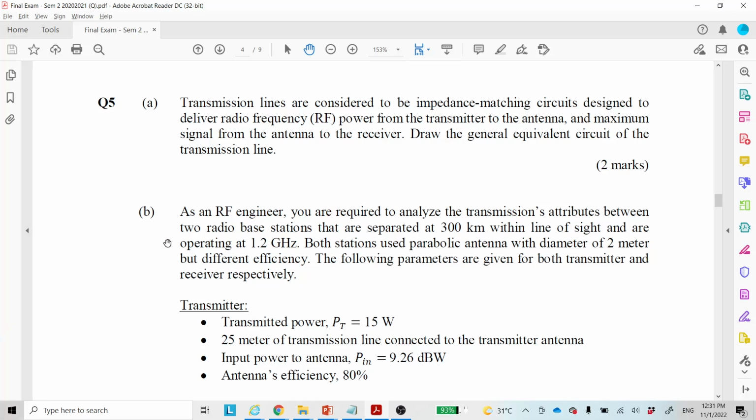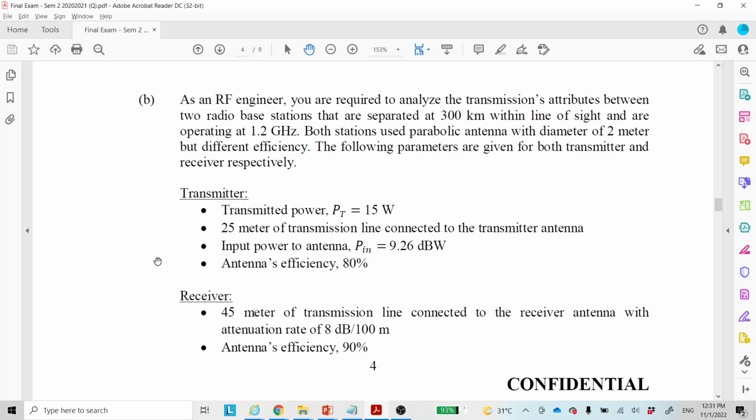Ini yang saya nak tunjukkan. Friis transmission equation. So perhatikan di sini. So kali ni dia lain sedikit. Dia berikan nilai losses yang lain. So perhatikan class. As an RF engineer, you are required to analyze transmission attributes between two radio base stations. So maknanya ada dua lah, transmitter dan juga receiver. So both transmitter and receiver are separated within 300 kilometer in the line of sight. Line of sight bermakna jarak tegak. Kita boleh nampak jarak straight line 300 kilometer.